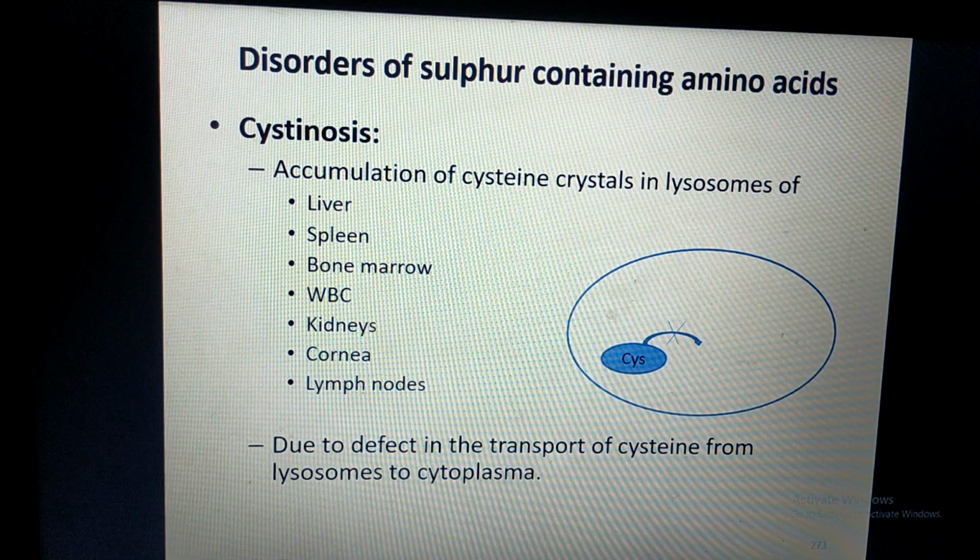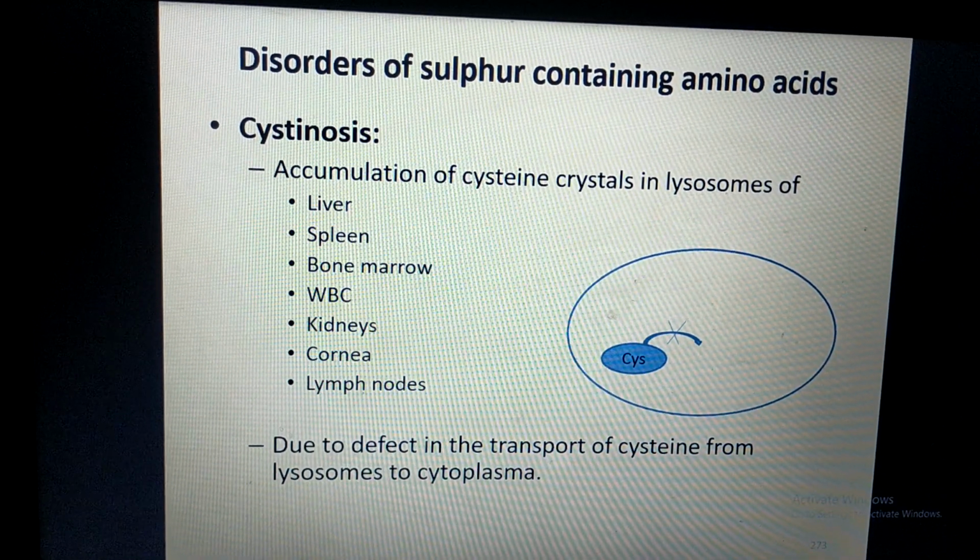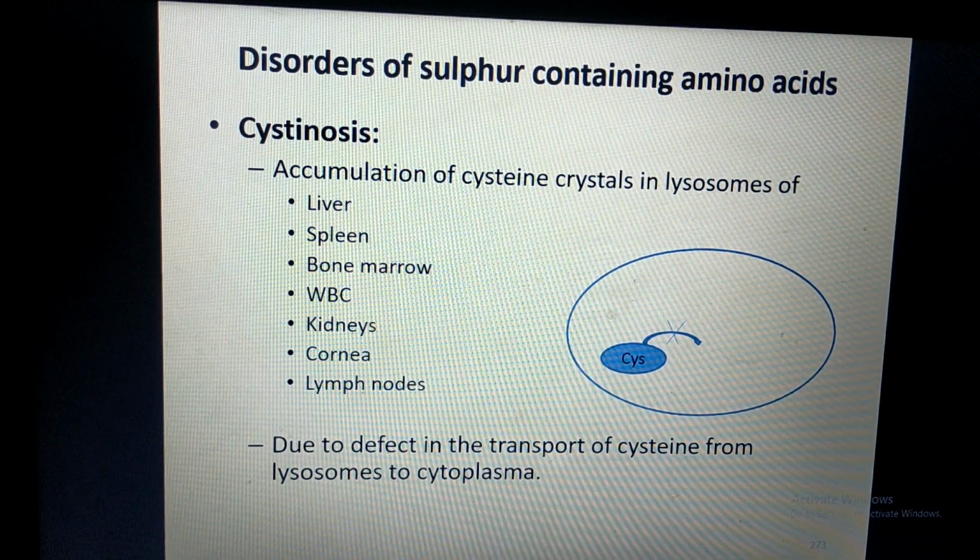Next is cystinosis. In this case, there is accumulation of cysteine crystals in the lysosomes of various organs like liver, spleen, bone marrow, WBC, kidneys, cornea, and lymph nodes. So all of us know that lysosomes are present inside the cell, which lead to hydrolysis of unwanted substances inside the cell.